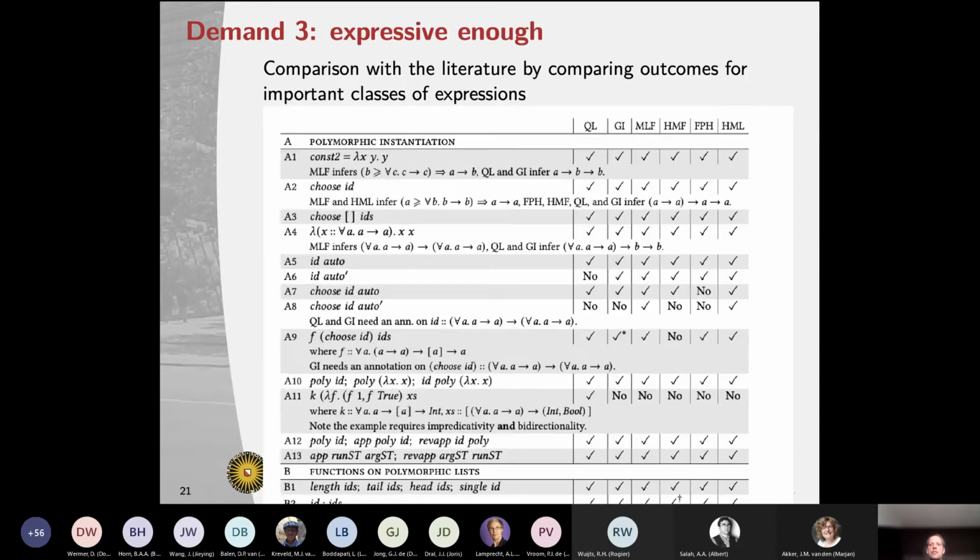It should also be competitive, because there's lots of competition. So MLF, HMF, FPH, HML are works by other people who have also devised a type system to solve the problem that we also wanted to solve. And here the marks tell you, well, the no means that we cannot prove this program to be type correct, and the others can. And so this is a plus for them. And with some other programs, this can be the other way around, but you want to have as few no's as possible.